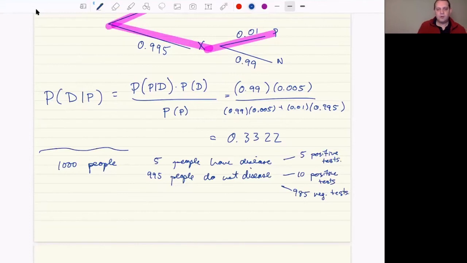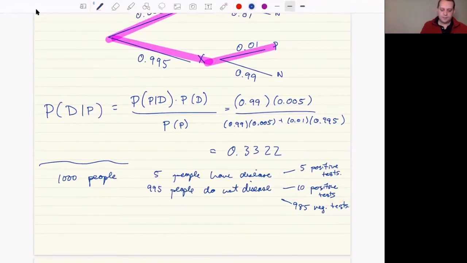And now what we're going to do is just consider the positive tests. We have 15 of them. Of the positive tests, we have 15, 5 of which are from the people with the disease, 10 of which are from the people without the disease. And that means that the probability that you have the disease, given that you have a positive test, is about, this is not exactly equal, but about 5 over 15. And it's about 1/3. That actually checks out, the math checks out there.